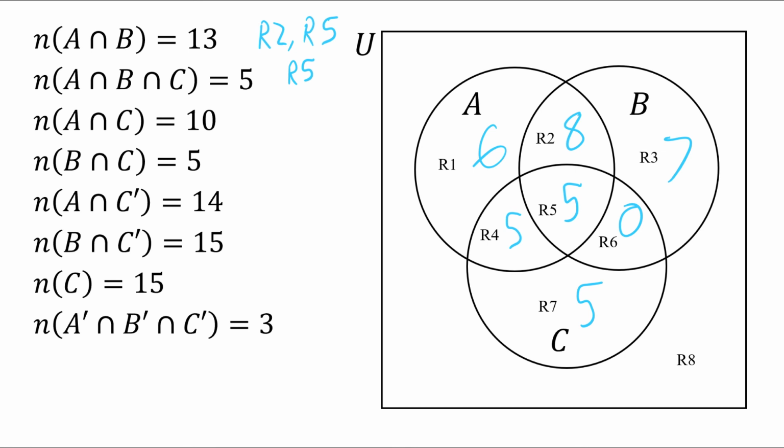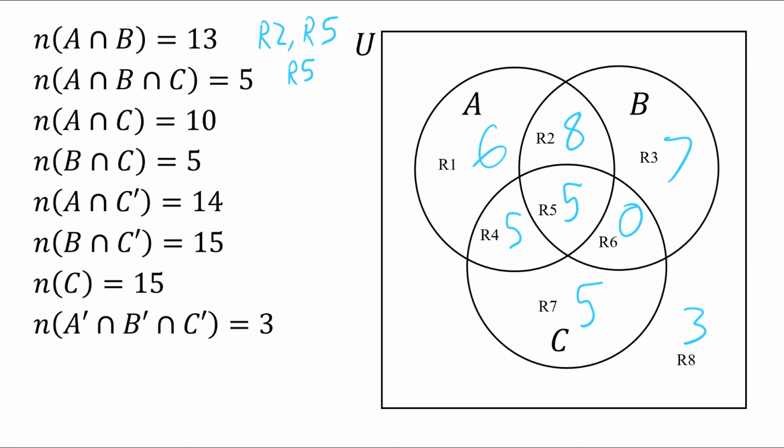All right, the last piece of information is the number of elements not in A, intersect not in B, intersect not in C. That means it's not in the A circle, not in the B circle, not in the C circle. That is 3. Oh, and we missed something, I started writing these regions out. Let's go back and write them out real quick before we finish.